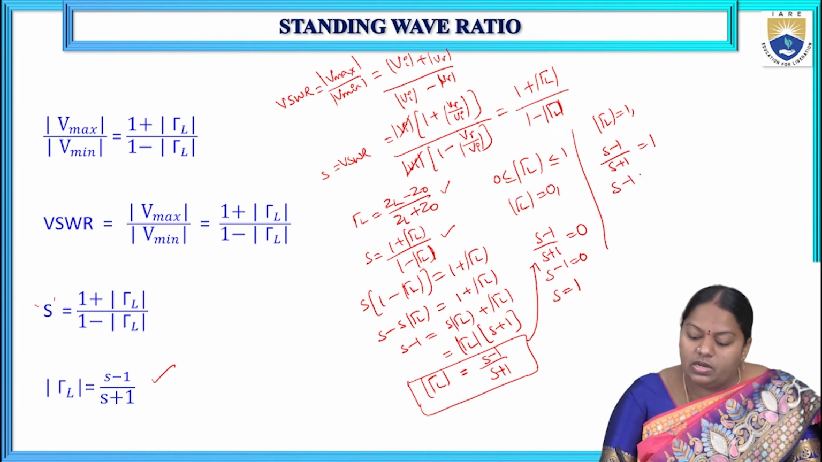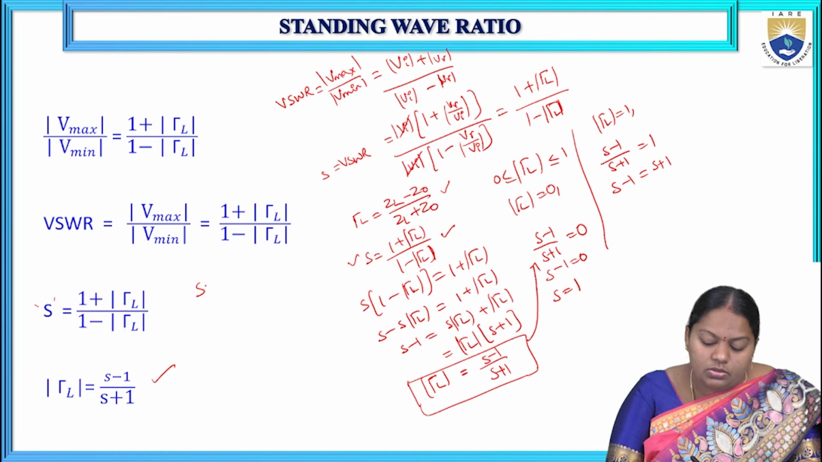Now S minus 1 is equal to S plus 1. Now, both sides, if it's cancelled, means this becomes... sorry. See, S is equal to (1 plus gamma L) by (1 minus gamma L). Now from this we are going to derive the coefficients of these two.